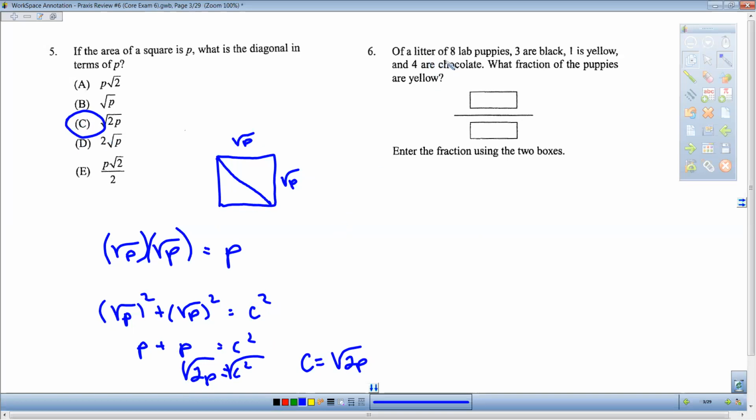Number 6 says there's a litter of 8 lab puppies. 3 are black, 1 is yellow, 4 are chocolate. What's the fraction of the puppies that are yellow? Well, you know that there's going to be 8 total, and 1 is yellow, so the fraction would be 1/8.